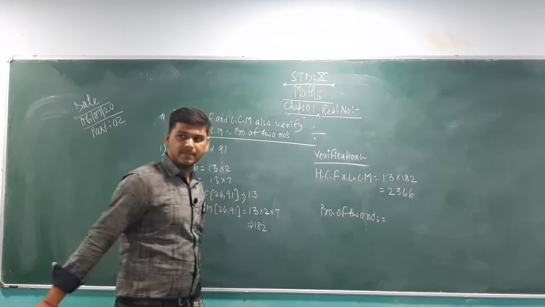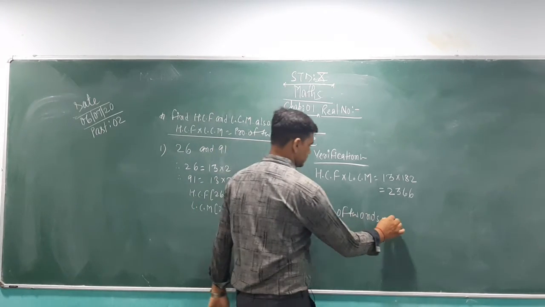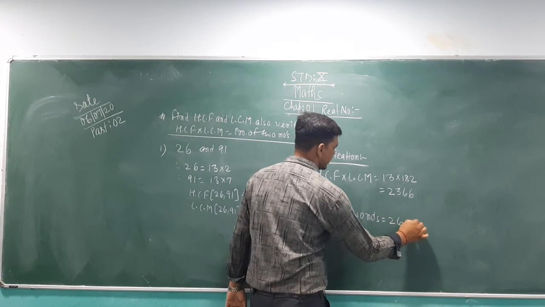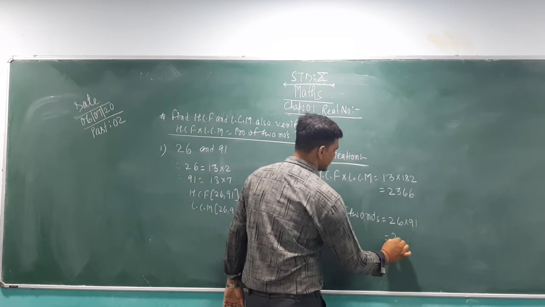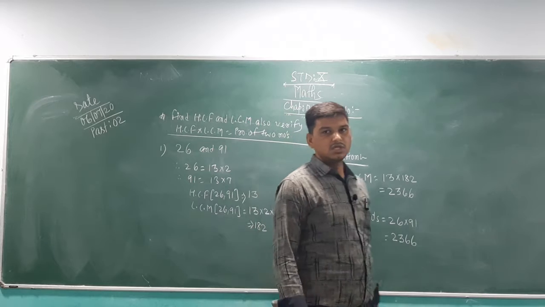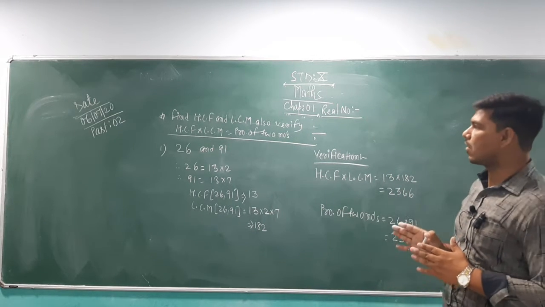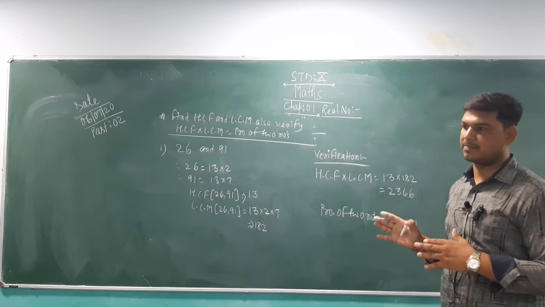Now which are the two numbers? That is 26 and 91. So 26 into 91, that is 2366. So if you see, what is the first priority? We just find out the HCF and LCM of two numbers.